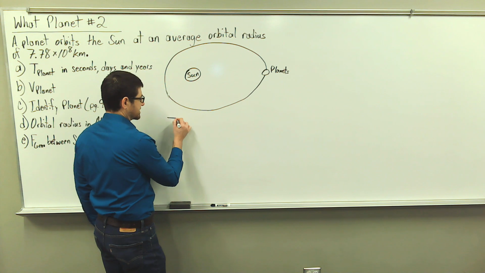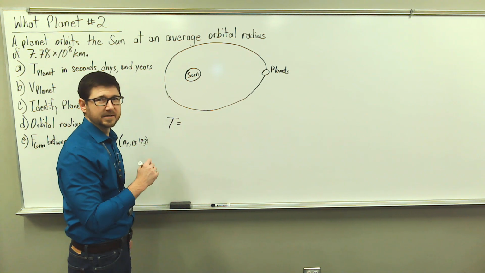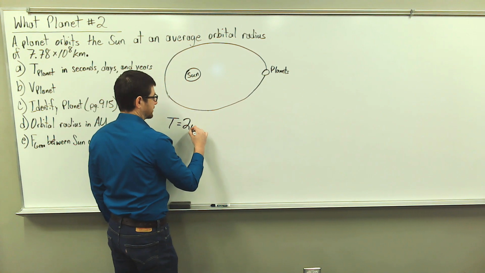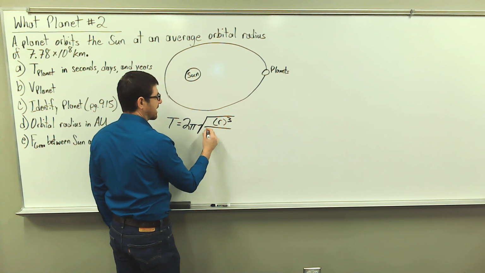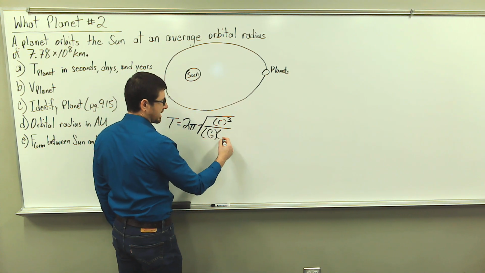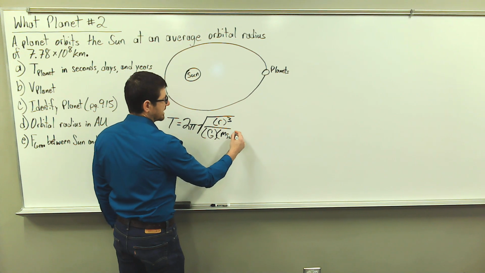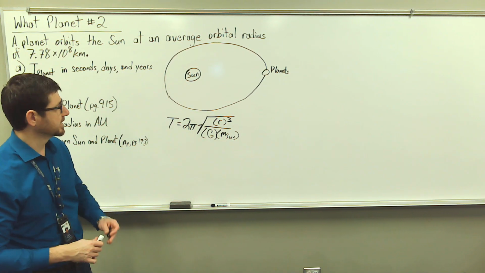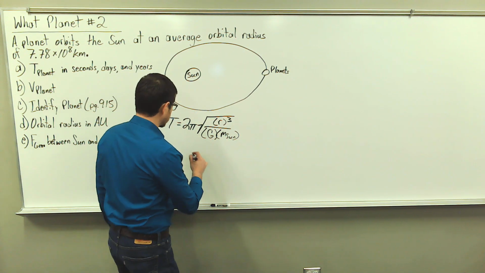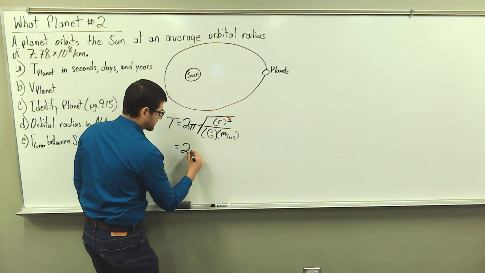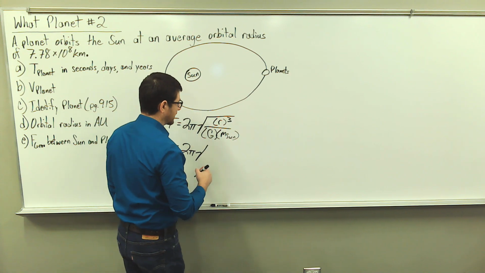So we're going to use the base equation for orbital time period. It's equal to 2 pi times the square root of the average orbital radius cubed divided by the product of the universal gravitational constant and the mass of the sun. So what we can do is go ahead and plug some values into this equation. So we've got 2 pi times the square root.